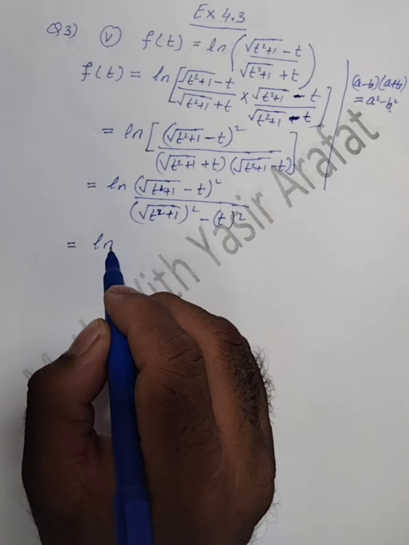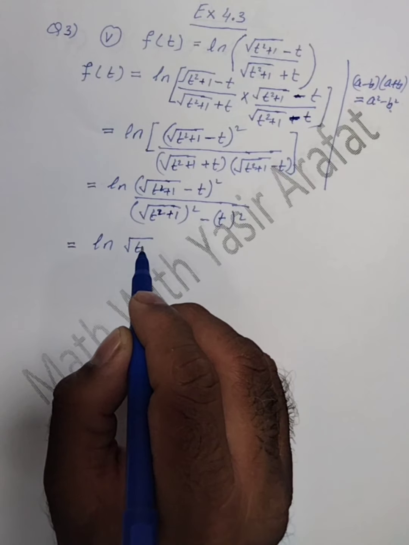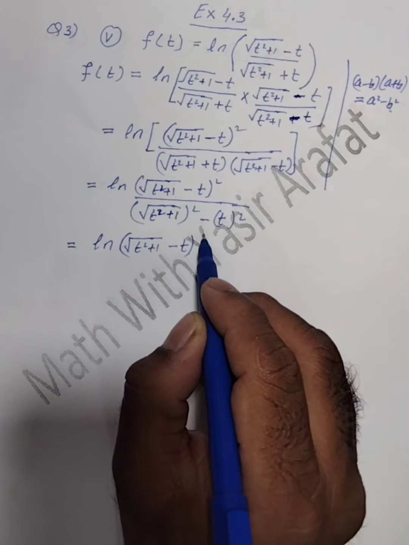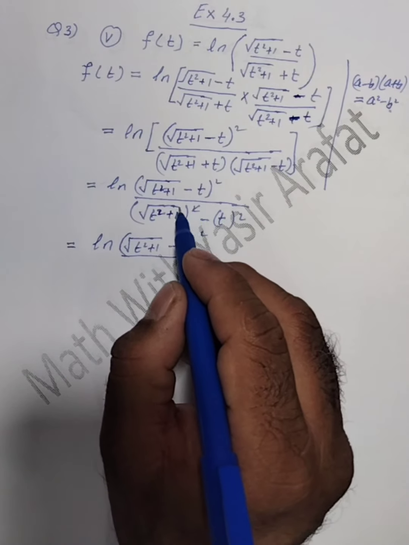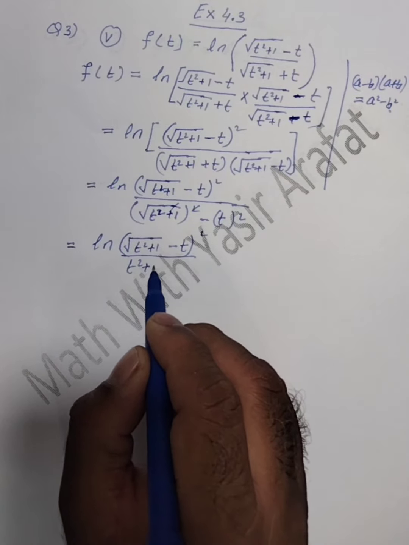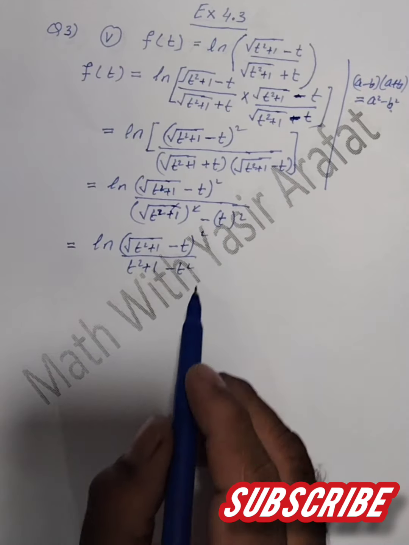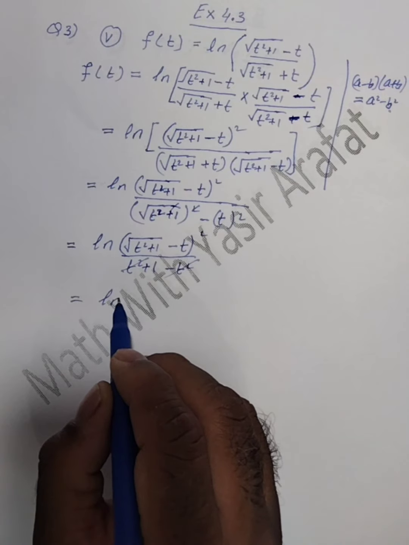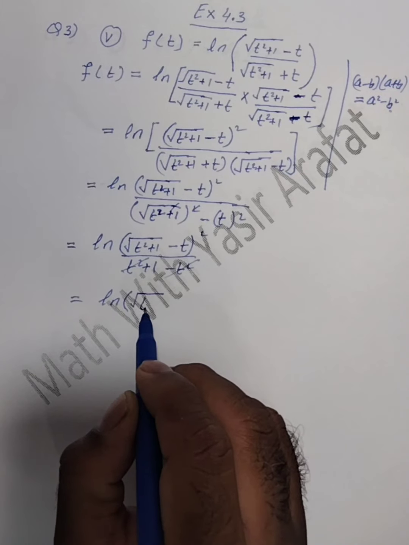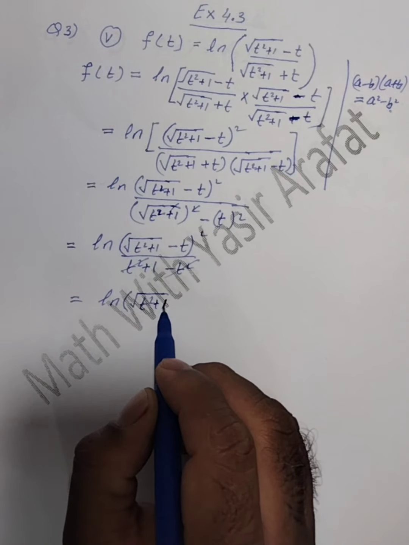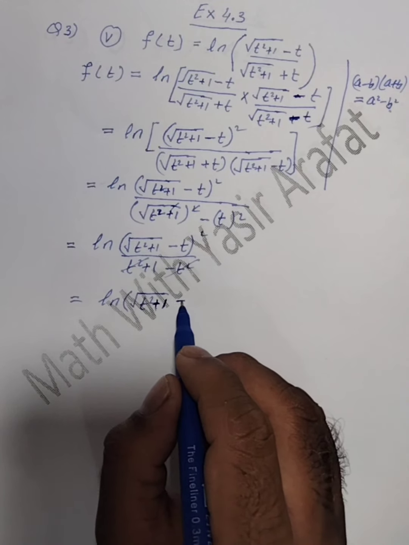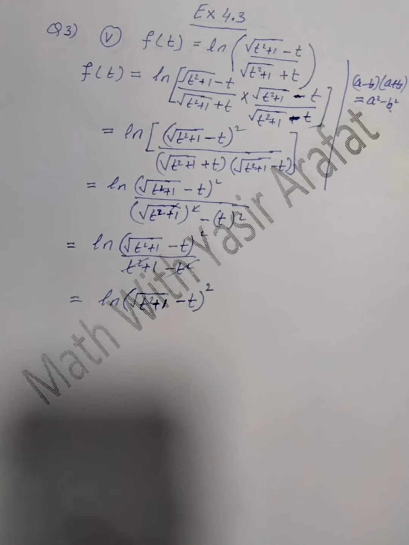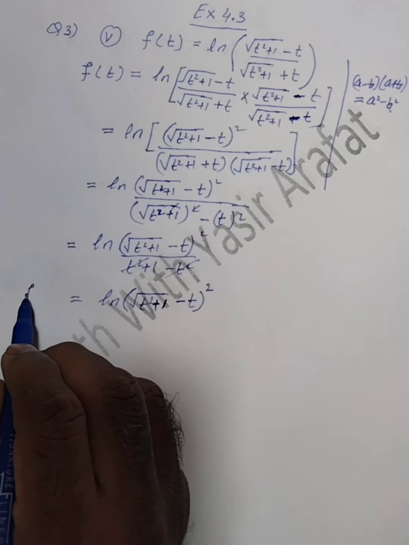So this is (radical t square plus 1 minus t) to the whole square, and in the denominator it becomes t square plus 1 minus t square. The t square with minus and the t square with plus cancel out, and this is the simplified form of f of t. Now we have to find its derivative.